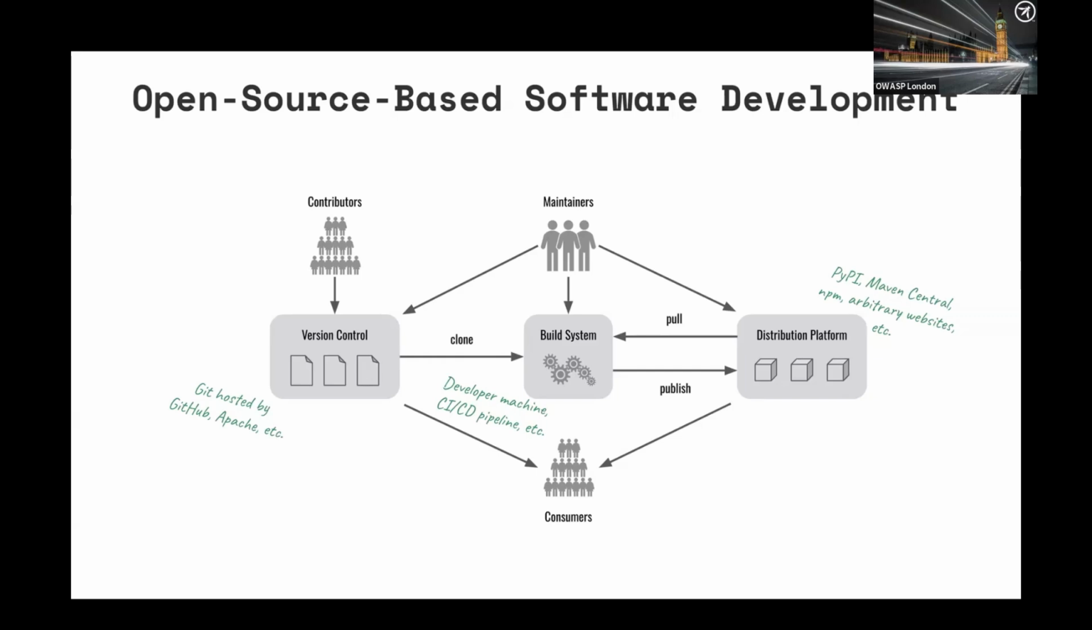This is how the code flows from a versioning control system with contributors and maintainers to some build system where all the upstream dependencies are pulled during the build and the final artifact is published in the registries. And then the consumers, we can either build the stuff from the versioning control system, which virtually nobody does, or we just download the prepackaged stuff from registries like PyPI and NPM.